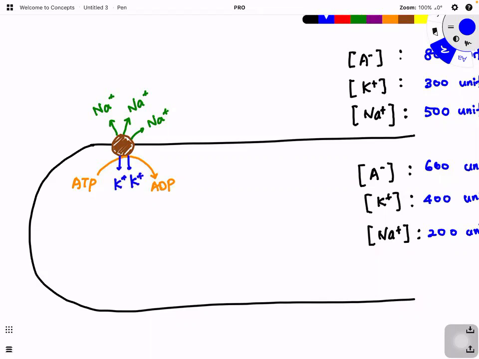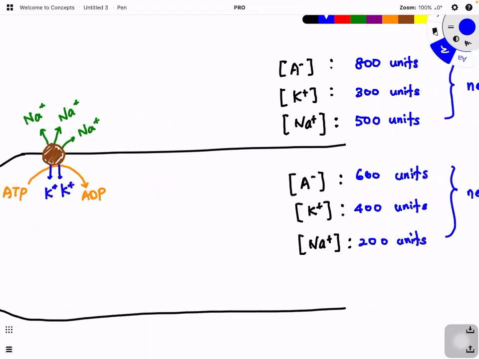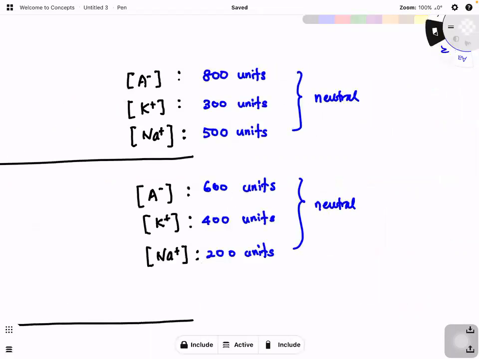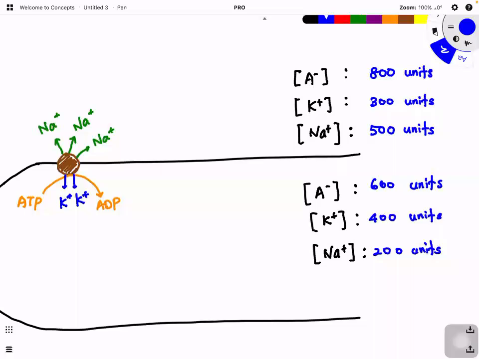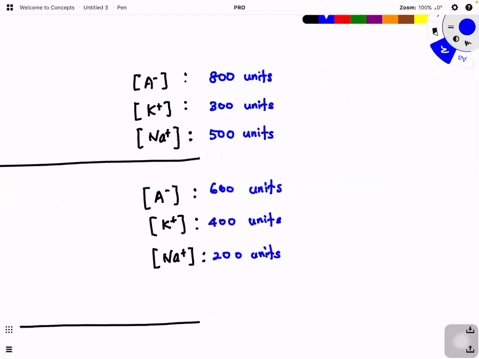What will happen here? If we do a simple calculation, do you realize that now it's no longer neutral? Why is it no longer neutral? Look at this. First of all, for sodium ion, because we pump out 3, outside is no longer 500 units, it adds more, so 503. Inside, because we pump out sodium ions, inside is no longer 200, now it becomes 197. Correct?